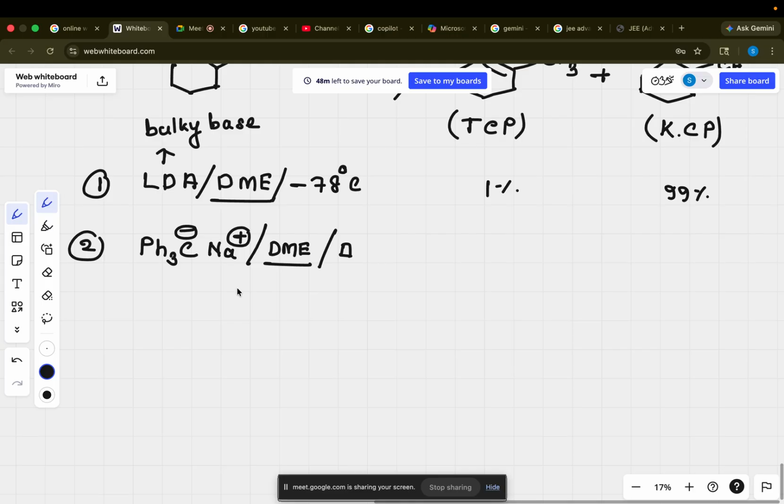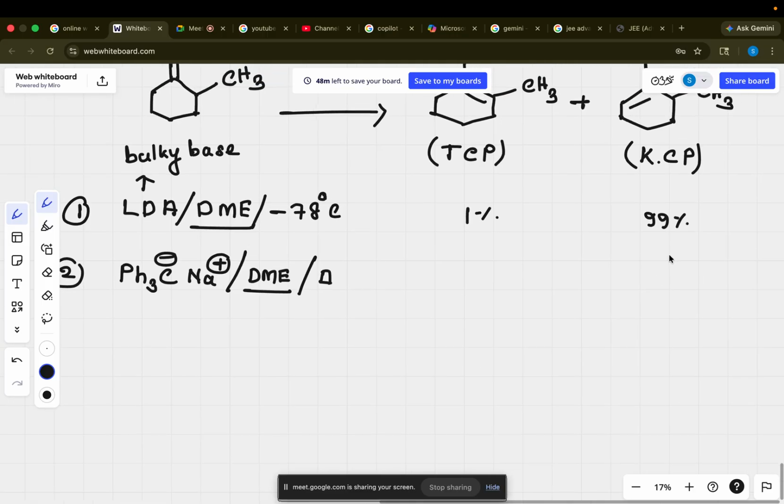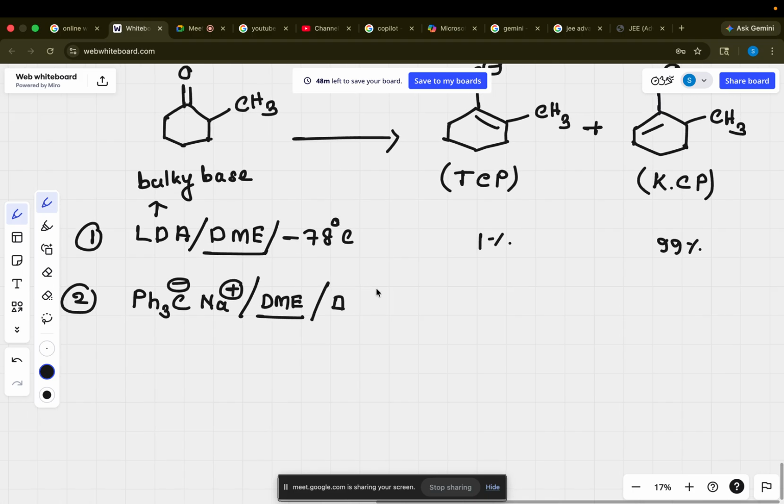So don't think that we have a bulky base, so we should get the kinetically controlled product as major, that is not the case. You have to check the temperature as well. If you have high temperature, you will get the thermodynamically controlled product as major. So you will get 90% of that and 10% of this.